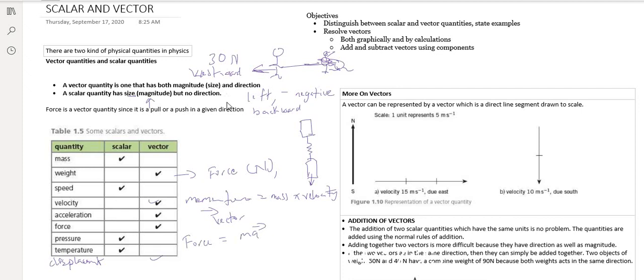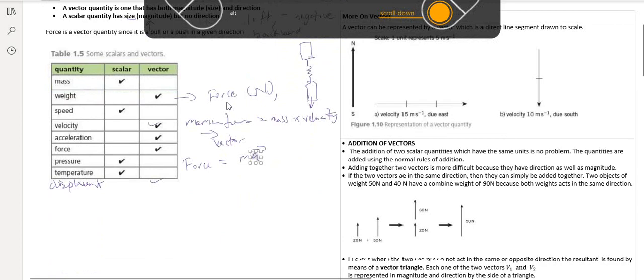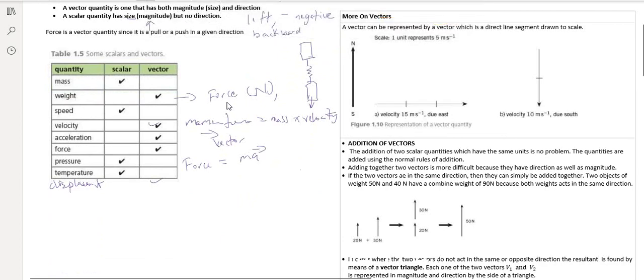All right. Now, as we speak about vector, based on our objectives here, we want to resolve vectors, both the graphical method and by using calculation. We want to do addition and subtraction of vectors, using components. All right. One thing we need to understand is that whenever we're dealing with vectors, we generally use a line segment to represent the vectors. Good. So you would use a rule, of course, to get a straight line and draw a line segment.